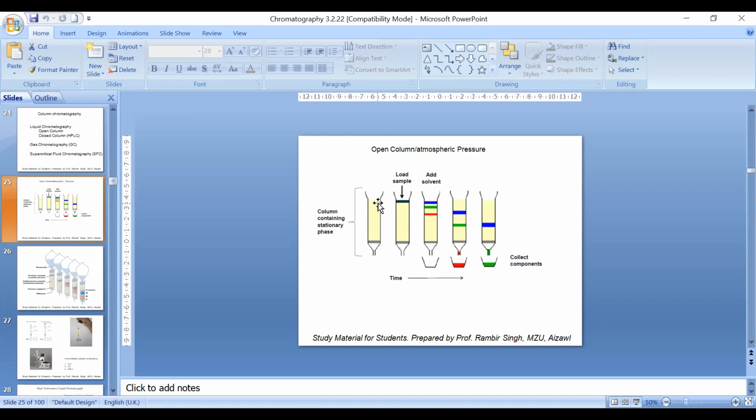If you take a 20 feet column, where will you keep a 20 feet column? Practically it is not possible. It is impossible. So what will be the other solution? Think of it, and you will understand HPLC.